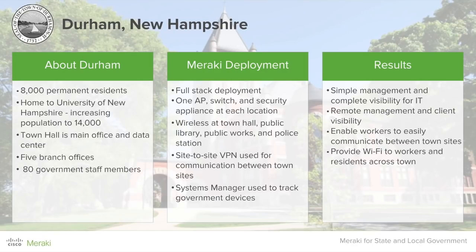And one that we want to cover today is Durham, New Hampshire. And a little bit about Durham. It is 8,000 permanent residents. It's home to the University of New Hampshire and has an increasing population to 14,000 residents. The town hall is the main office and data center with 5 branch locations and 80 government staff members. So a pretty big local government deployment.